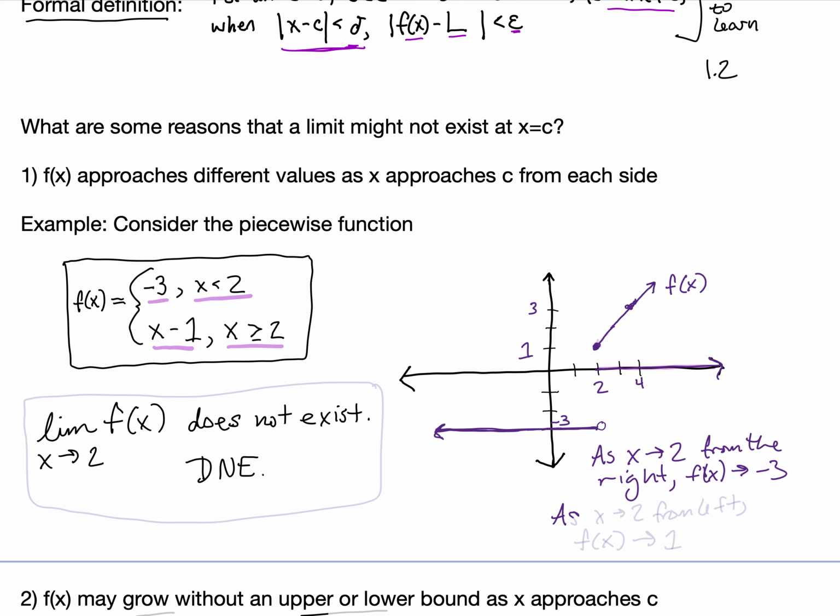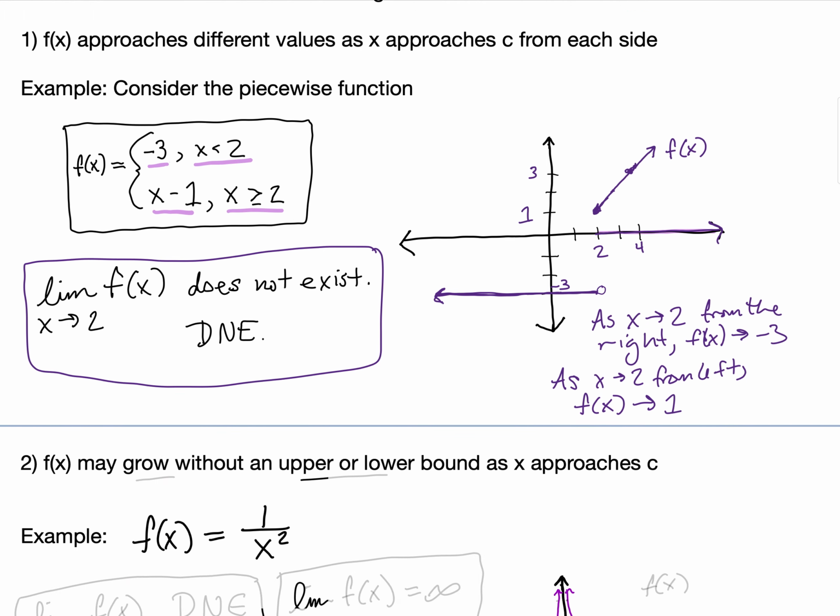But as x approaches 2 from the left, f of x approaches 1. It's getting closer and closer and closer to an output of 1. And so there's not one single value that is attained as x gets close to c, and so that tells us that the limit as x approaches 2 of f of x for this function does not exist.